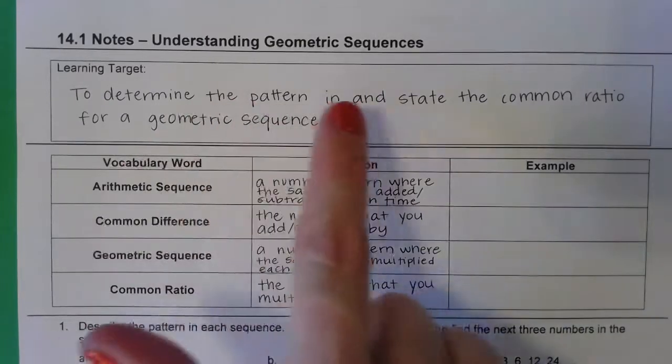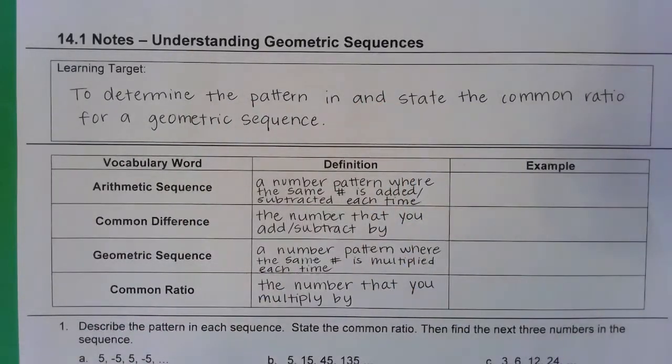Alright, so today we're going to be doing the notes for 14.1. It's called Understanding Geometric Sequences. And so the learning target for today's notes is to determine the pattern in and state the common ratio for a geometric sequence. We're going to start with a couple different vocabulary words.